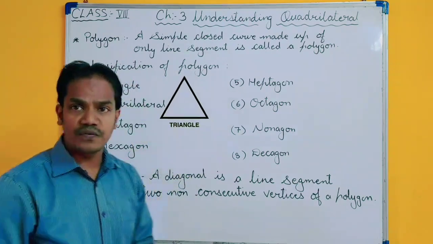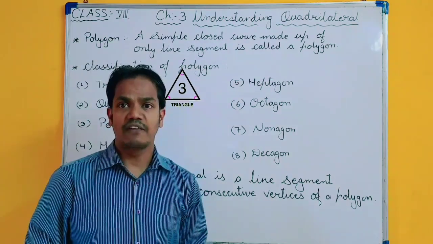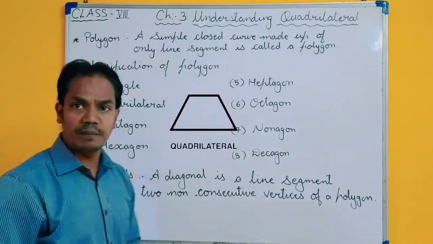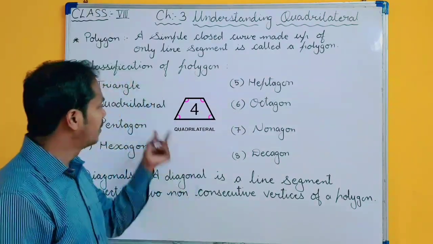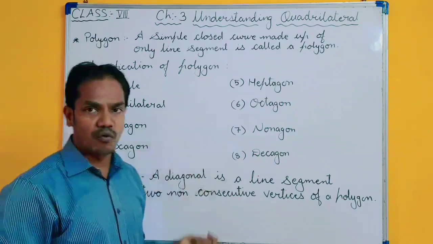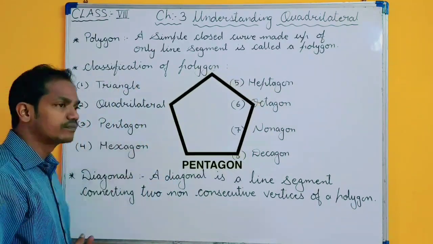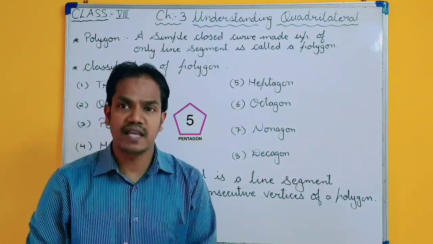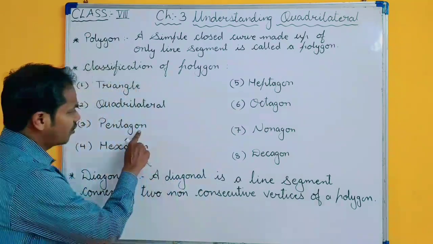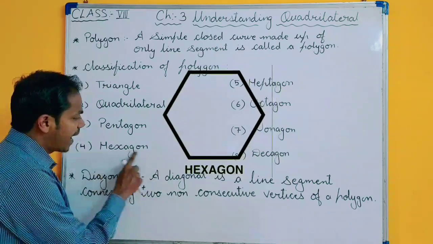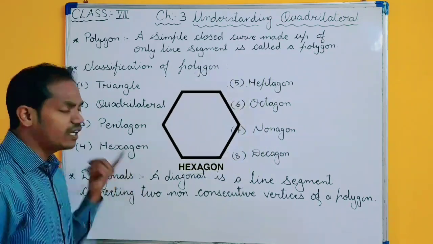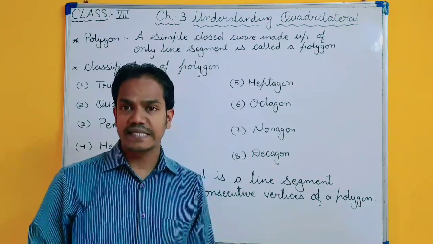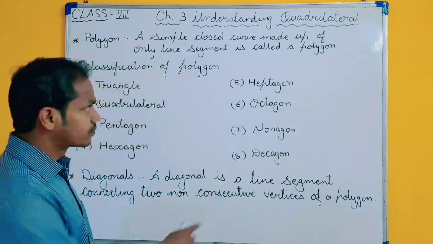Triangle: a closed figure made up of 3 line segments, having 3 angles and 3 sides. In the same way, a quadrilateral is a closed figure bounded by 4 line segments, and 4 sides means 4 angles. Pentagon is a 5 sided figure, a closed figure bounded by 5 line segments, so 5 angles. Hexagon, hexa means 6, a closed figure made up of 6 line segments, so there will be 6 angles also.